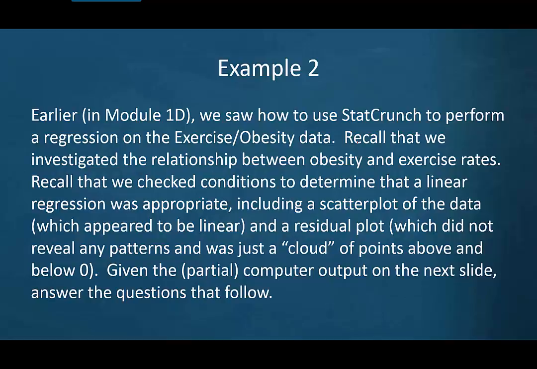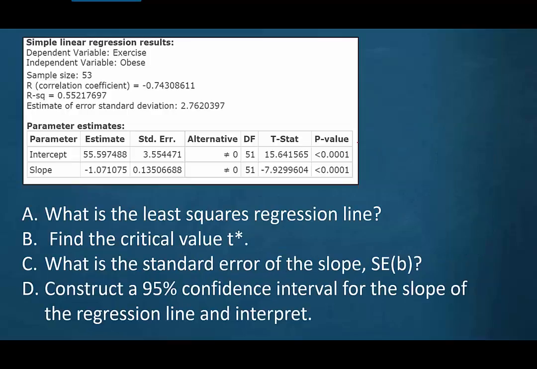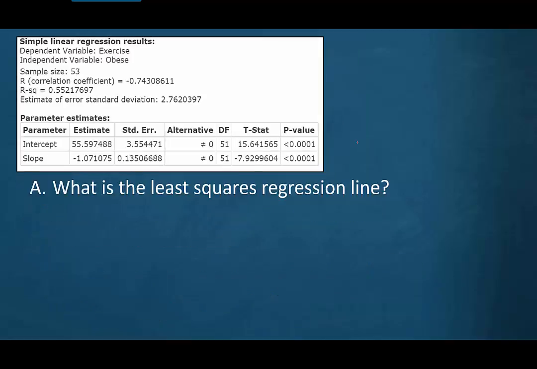So I'm going to give you the partial computer output on the next slide, and we're going to answer the questions that follow. Okay, so here's our computer output. We want to find the least squares regression line, find the critical value t star, what is the standard error of the slope, and construct a 95% confidence interval for the slope of the regression line. Now we could also find the slope of the y-intercept. This is not as common to do, so we're not going to do that, and AP would not expect you to do that. Okay, so what is the least squares regression line?